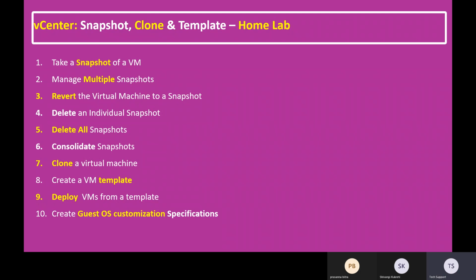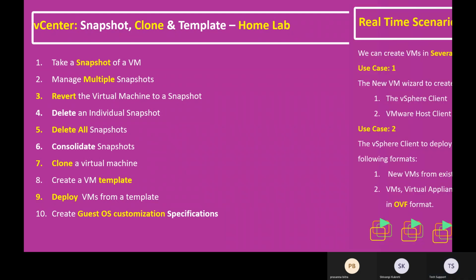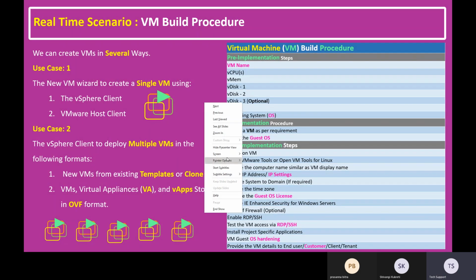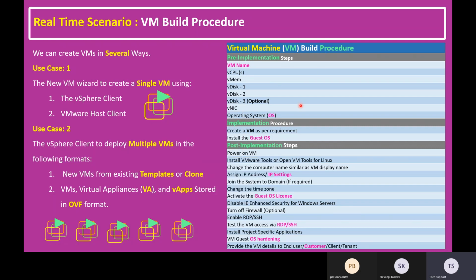Now we'll talk about some real-time scenarios. This is a real-time scenario, the VM build procedure. I hope we already discussed the virtual machine build procedure in the previous session. Whenever we plan to deploy a virtual machine, either one VM or a number of virtual machines like 100 or 200 VMs, the first thing is to always maintain some standard template and gather all the information from your customer or end user. That information should be how many CPUs for each VM, how much memory, how many disks are needed, NIC, and operating system. These are the pre-implementation steps. In the implementation procedure, you can just create the virtual machine. If it is one VM, you can create it manually.